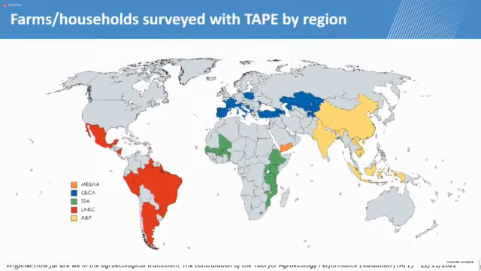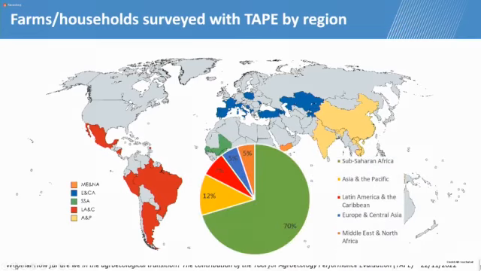So if we see the distribution of the 40 countries where TAPE has been implemented, it is quite balanced. But when we see the number of observations, it's not balanced at all. So we have almost 70% of the farm households evaluated with TAPE, which come from sub-Saharan African countries, 12% from Asia and the Pacific, 7% from Latin America and the Caribbean, and 5% from Europe and Middle East. This is not our choice. This is due to the demand for TAPE studies, and so the number of farms evaluated is higher in sub-Saharan Africa because we received more demand to use TAPE in those countries.